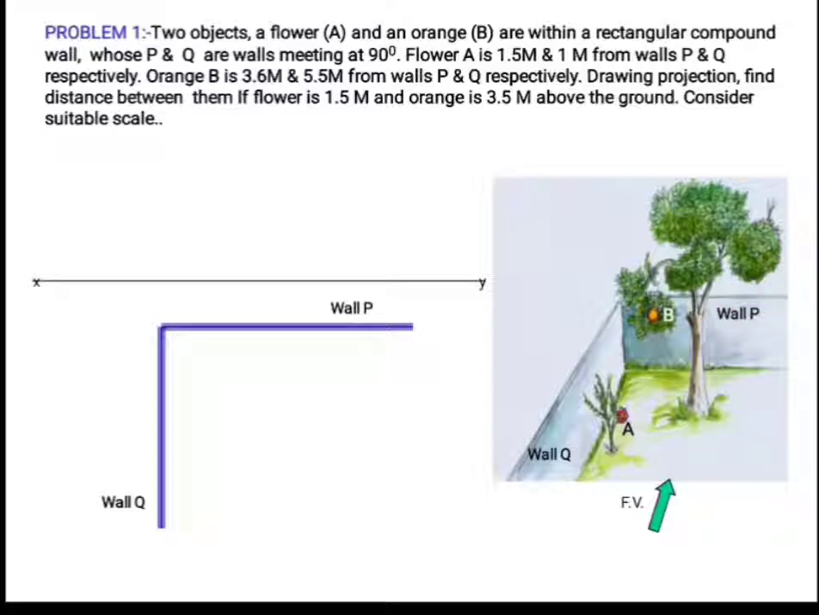Now we have the distances of flower A. This flower A is considered as point A and orange B is considered as point B, and the distance of this point A is given as 1.5 meter and 1 meter from walls P and Q. So from wall P the distance given is 1.5 meter and from wall Q the distance given is 1 meter. So the intersecting point of these two lines will be the point A.